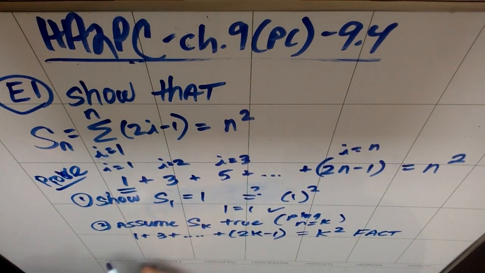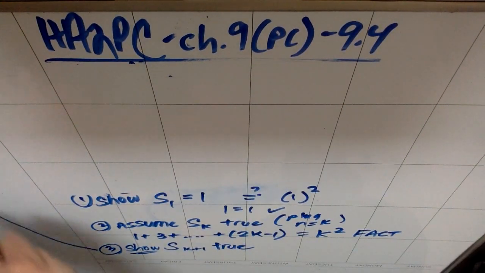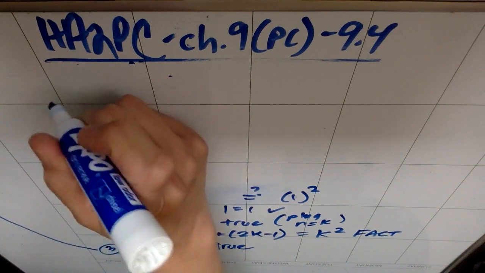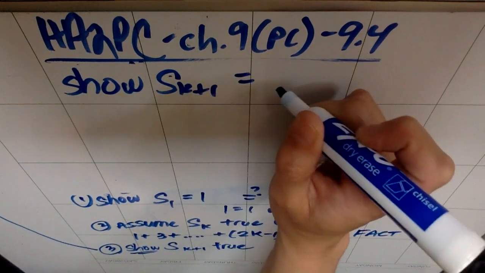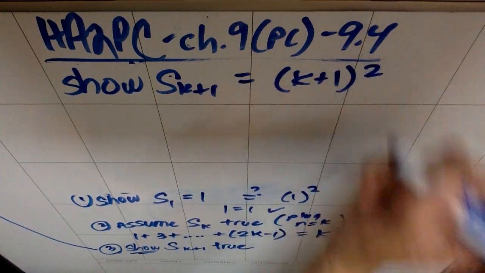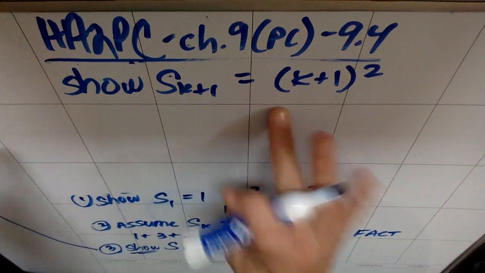Then using that fact, what I want to do is show that the S sub k plus 1th term, it's not p, it's S in this problem, is true. So my job is to show that's true. I'm going to erase up at the top so you can see a little better. We're going to walk through a lot of examples of this, but let's talk about what showing this to be true would look like. I want to show that S sub k plus 1 is equal to k plus 1 quantity squared. If I can show that, I've shown that it works. I said that if I assume S sub k works, I now need to show that S sub k plus 1 works.